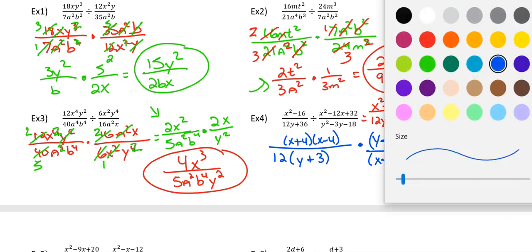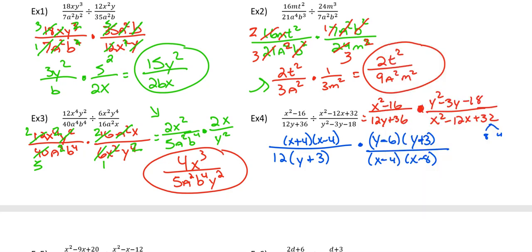All right, so now let's see what I can get rid of. I can get rid of an x minus 4. I can get rid of a y plus 3. And that's it. So I'm going to be left with x plus 4, y minus 6 over 12, x minus 8. And again, keep in mind what would be considered extraneous values would be, well, not extraneous, undefined. Y can't be negative 3. X can't be 4. X can't be 8.